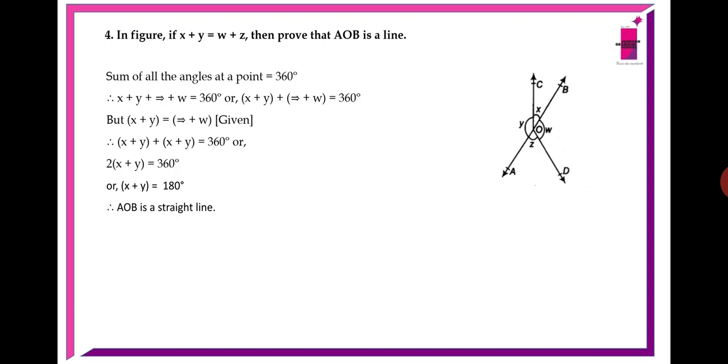But X plus Y equal to Z plus W, this is given data. So in place of Z plus W I can take X plus Y. So X plus Y plus X plus Y equal to 360 degrees, or simply 2 into X plus Y equal to 360 degrees, or if you simplify, X plus Y equal to 180 degrees. If X is nothing but angle BOC and Y is nothing but angle AOC, angle AOC plus angle BOC equal to angle AOB. If angle AOB equal to 180 degrees, then AOB is a straight line.